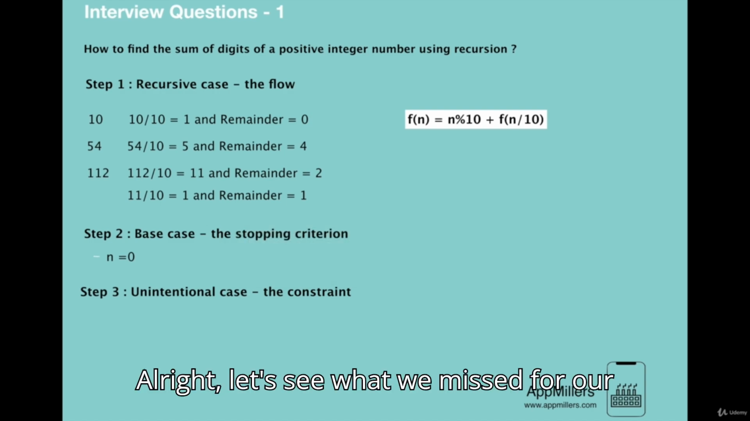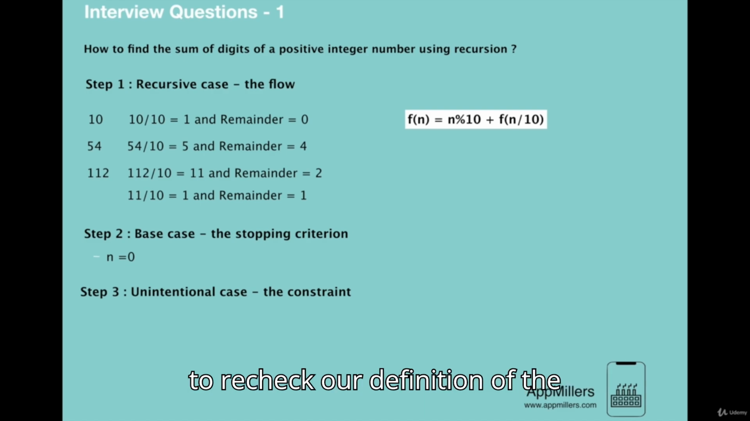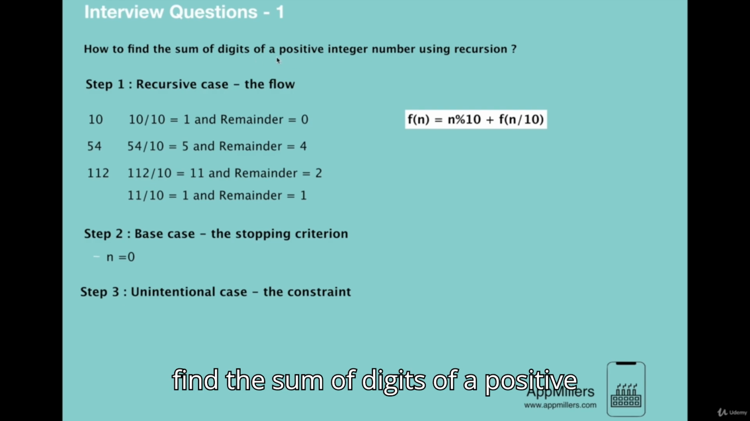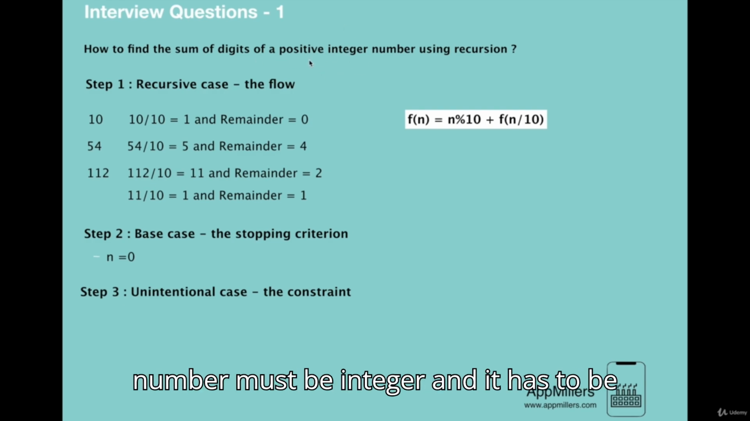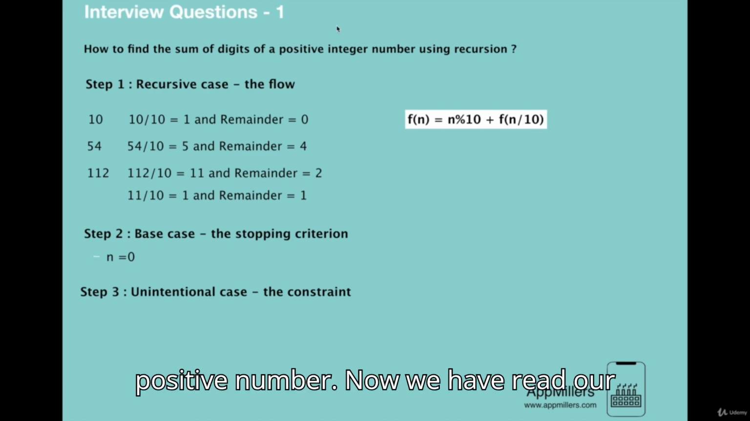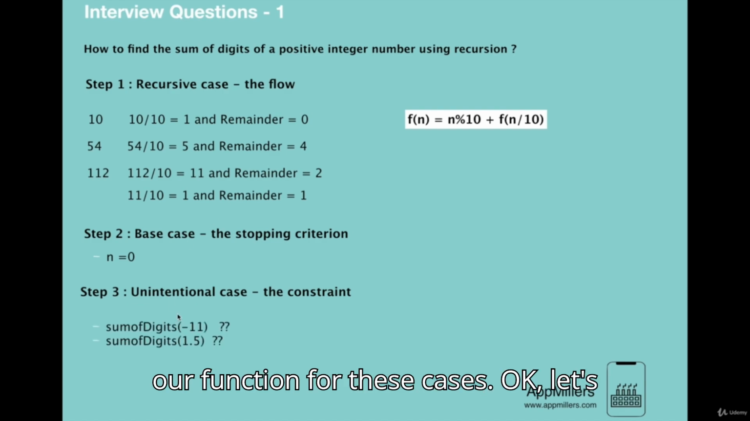Alright, let's see what we missed for our method. The tip here is we always need to recheck our definition of the question. If we read our question carefully, we see that it says we have to find the sum of digits of a positive integer number. So the first case is the number must be an integer and it has to be a positive number. Now we have read our question very carefully and let's check our function for these cases.